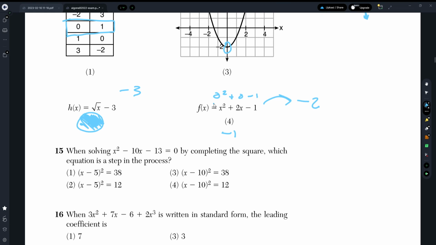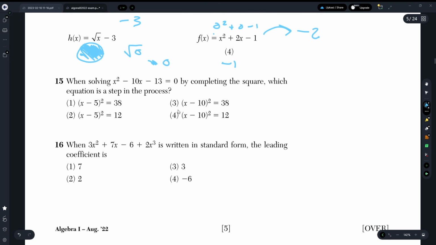Either way, 3 would have been the smallest number, because radical 0 is 0 and 0 minus 3 is -3. Right, moving on to number 15.